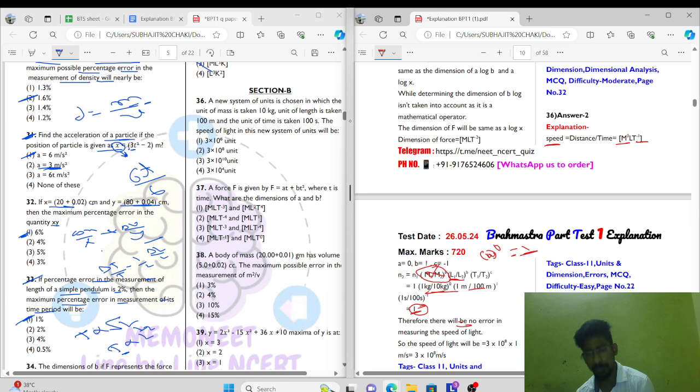That is MLT^-2 divided by T^-1. It will become MLT^-3. And in the case of B, it will become MLT^-4. That means option number 3 is the correct one.